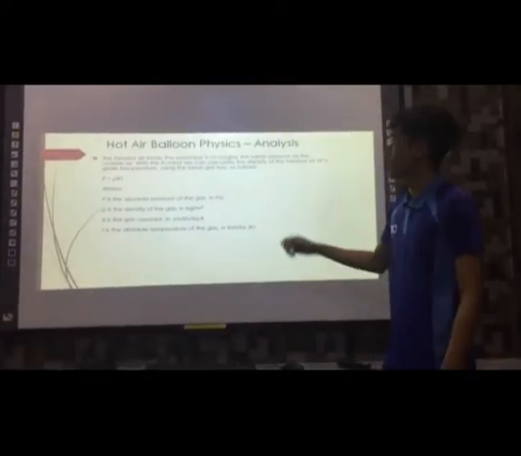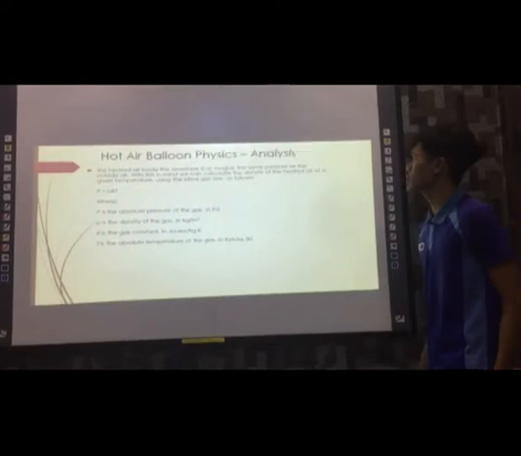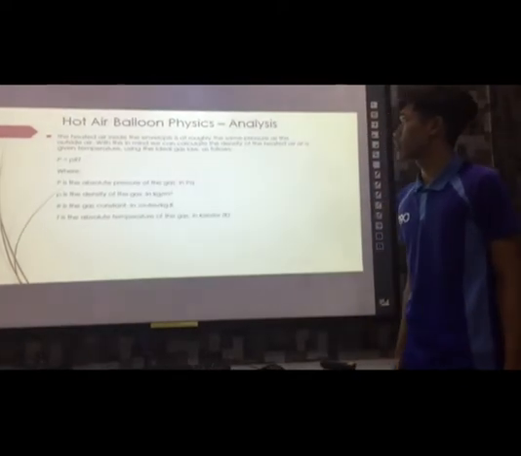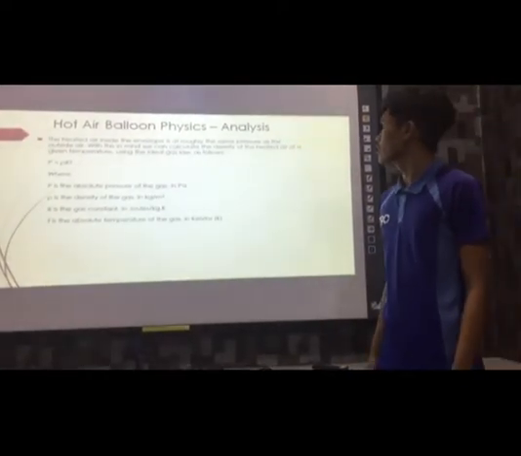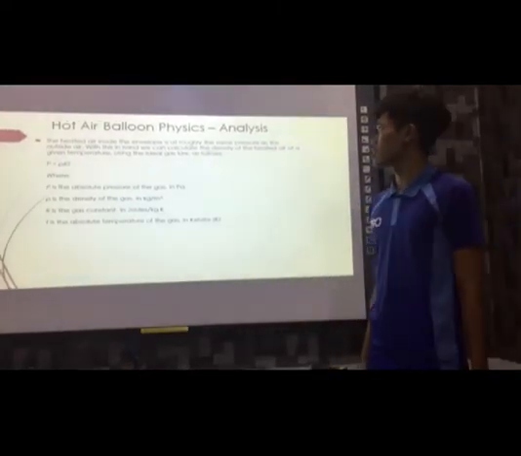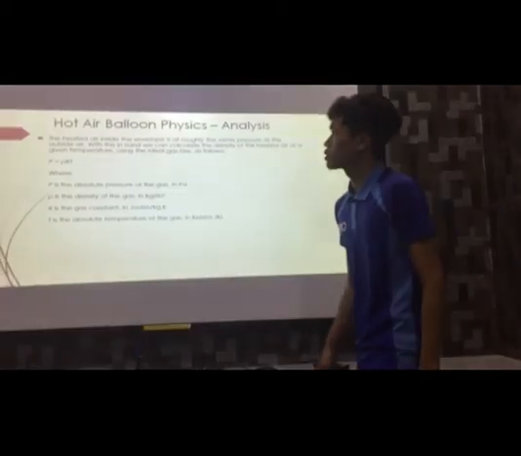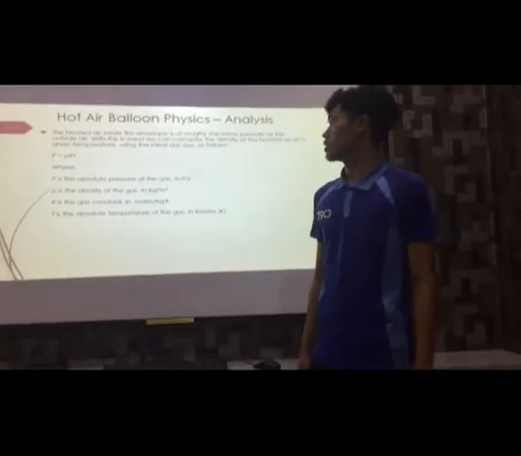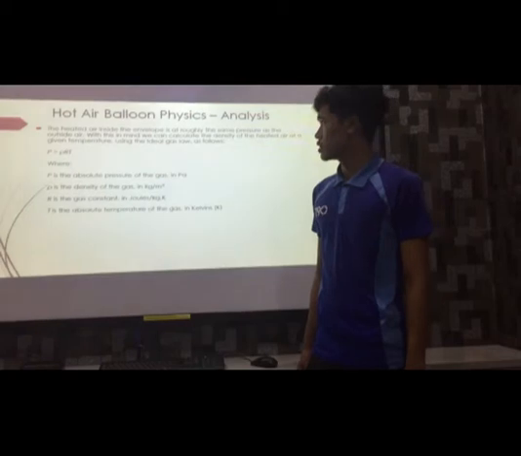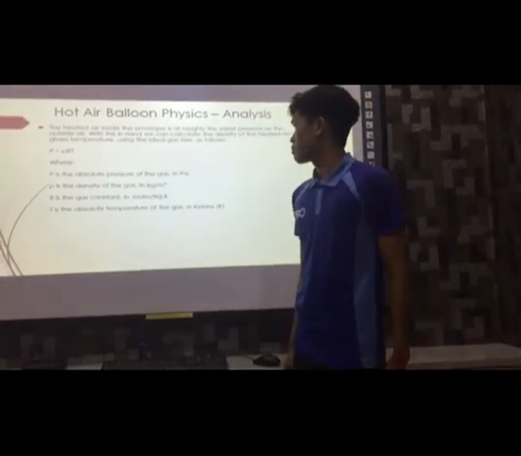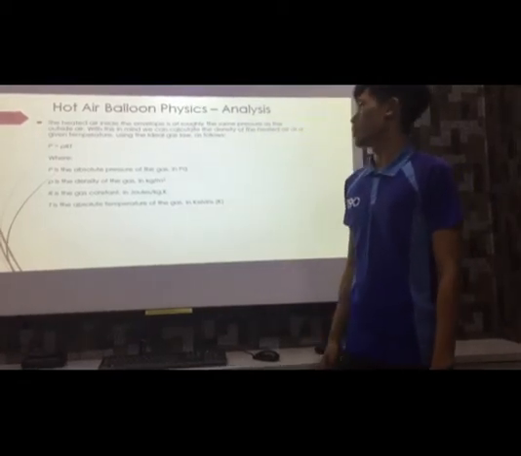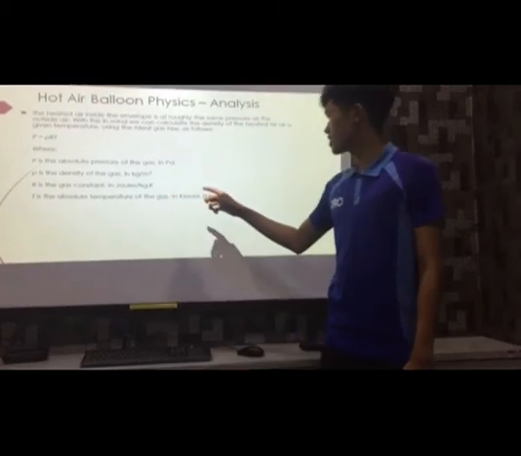For hot air balloon physics analysis, the heated air inside the envelope is at around the same pressure as the outside air. With that in mind, we can calculate the density of the heated air at a given temperature using the ideal gas law as follows: P equals rho R T, where P is the absolute pressure of the gas in Pa, or Pascal. Rho is the density of the gas in kg per m cubed. R is the gas constant in joules per kg K. T is the absolute temperature of the gas in Kelvin.